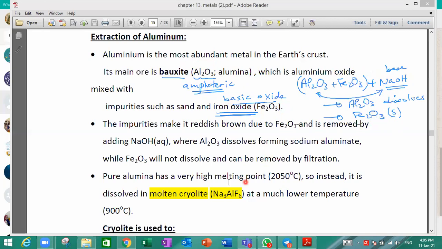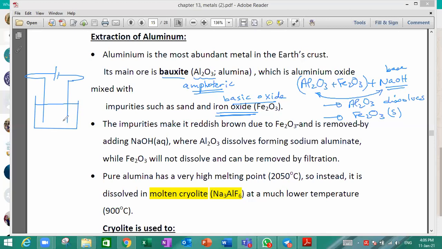Now, after that, we say that alumina, which is the aluminium oxide, has a very high melting point, which is 2050. We said before that if we want to make electrolysis, we should melt the salt before we do the electrolysis. Before performing electrolysis, we have to use molten salt. This is a simple drawing for electrolysis. Of course, we'll see now how we extract aluminium.